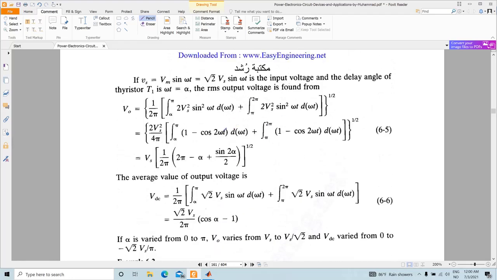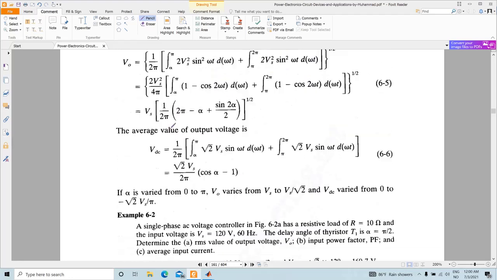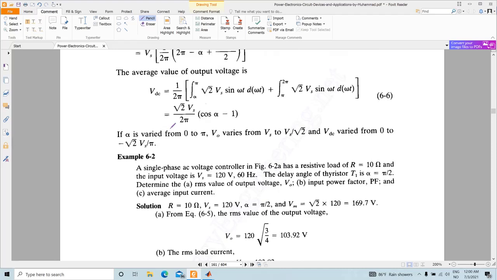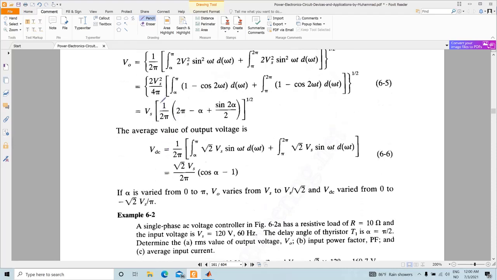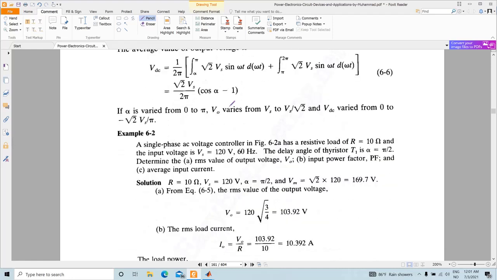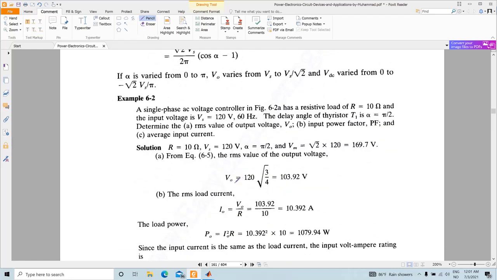So from the equation, as you can see here, the output RMS value is 1/2 pi, and then twice pi minus alpha, here alpha is pi/2, so you can replace alpha with pi/2, and then you will be able to calculate what is the V out here. And the RMS load current is simply output voltage divided by the resistance, because it's a resistive load, so your output current is V out divided by R. And the load power is I square R, so our P out is simply I square R.